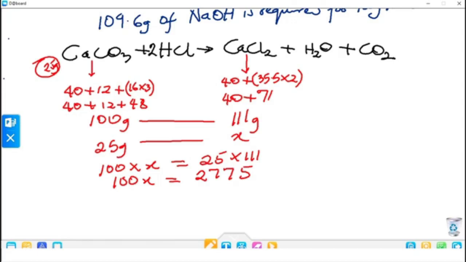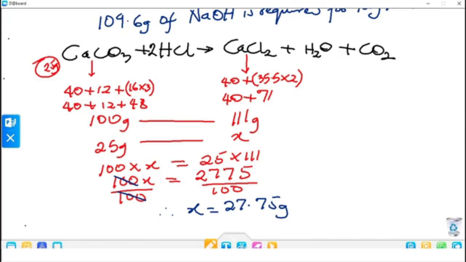So the next thing we need to do is divide both sides by 100 to get our X. Dividing both sides by 100, 100 takes care of 100, therefore X will be equal to 2775 divided by 100, which is 27.75 grams. So it simply means that 25 grams of calcium carbonate will produce 27.75 grams of calcium chloride.